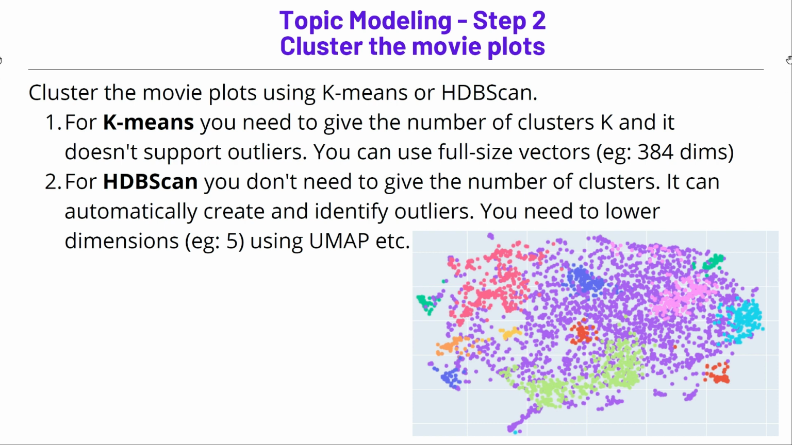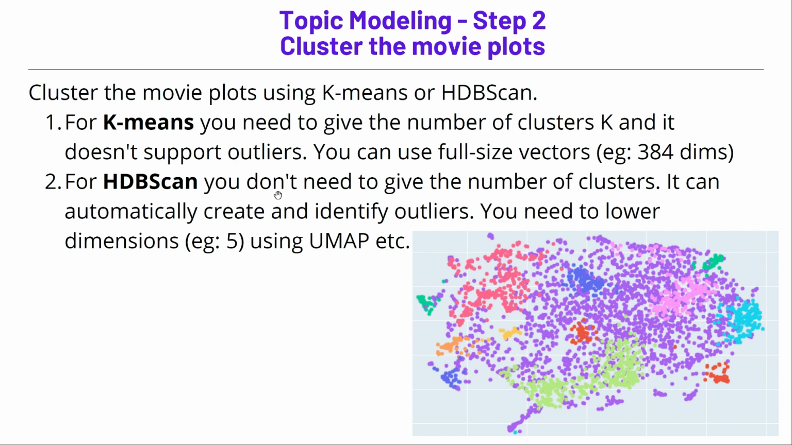And since k-means works on cosine similarity, we can use the full-sized vectors, that is, we can directly operate on the 384 dimensions that we have. But k-means has some cons, because you need to give the number of clusters. So we need to know how many topics or themes we have beforehand in order to give this fixed k. It could be 10 topics or 20 topics, so k could be 10 or 20. And sometimes it's not ideal, since we don't know the distribution.